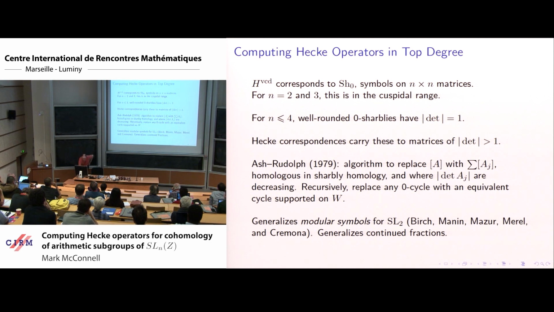And the value of it is, they figured out how to do it so that when you replace it, the determinant of A is going down, or at least you do it enough times and the determinants are all going to go down to 1. They can prove that. It's a recursive process. And it is a direct generalization of modular symbols, and many of you will be familiar with modular symbols for SL2 due to a number of authors. There is a leading paper by Manin in the 70s about this.